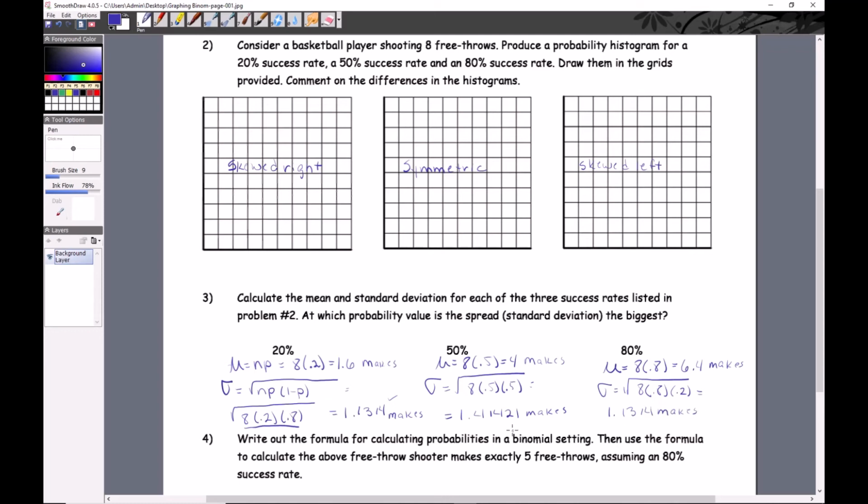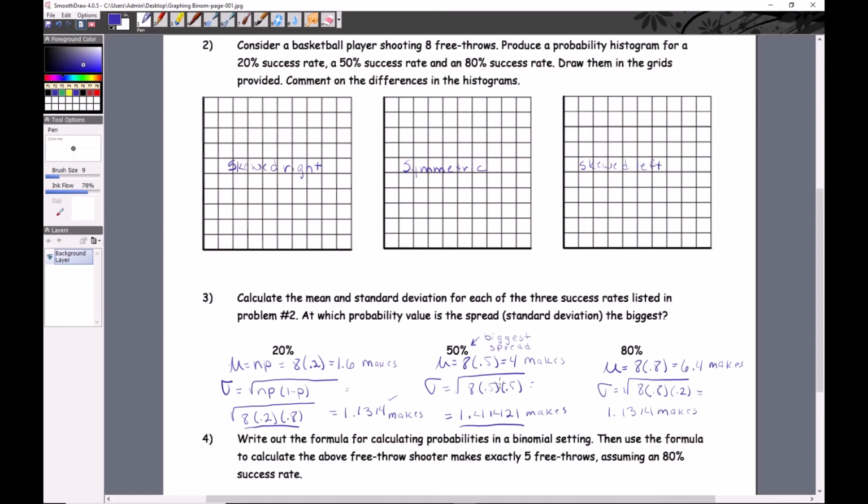And if you look at these numbers, the middle one is the biggest, the one that's at 50%, and that's where your spread will be biggest. So the biggest spread is always at 50%, and then it'll just drop off to either side.